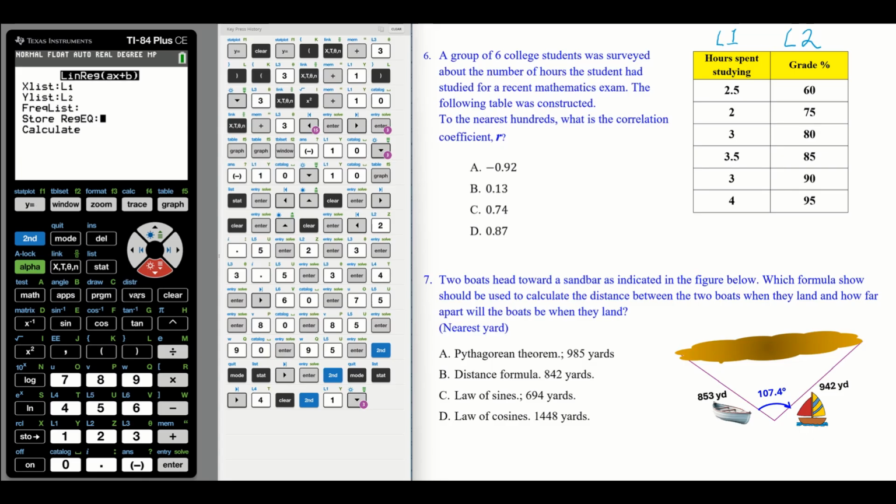So how do we do that? Push vars, arrow over where it says y vars, and see it has number 1 function entered. Push enter, and we want to put it in the y1. Okay, now enter again. Now we already have our r value. Well, that gives us option C.